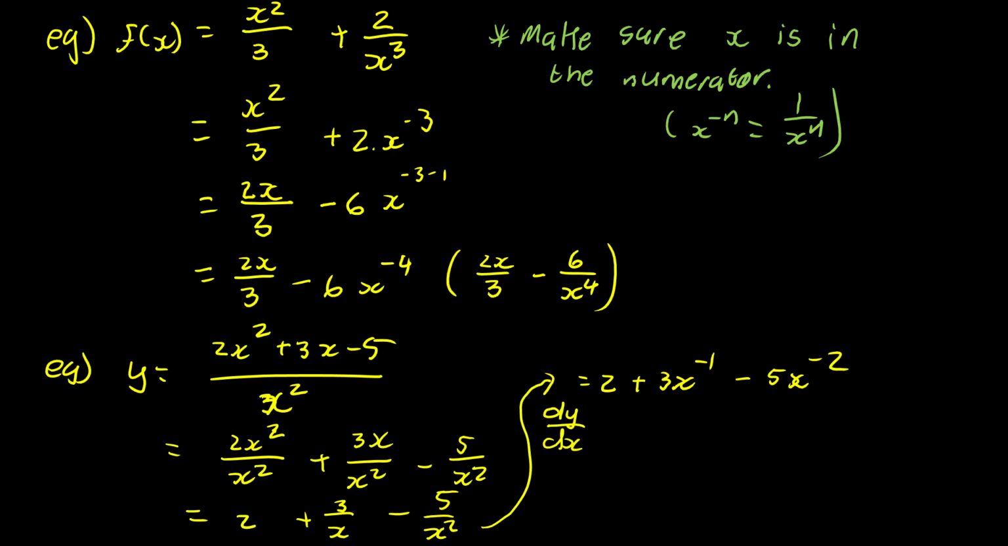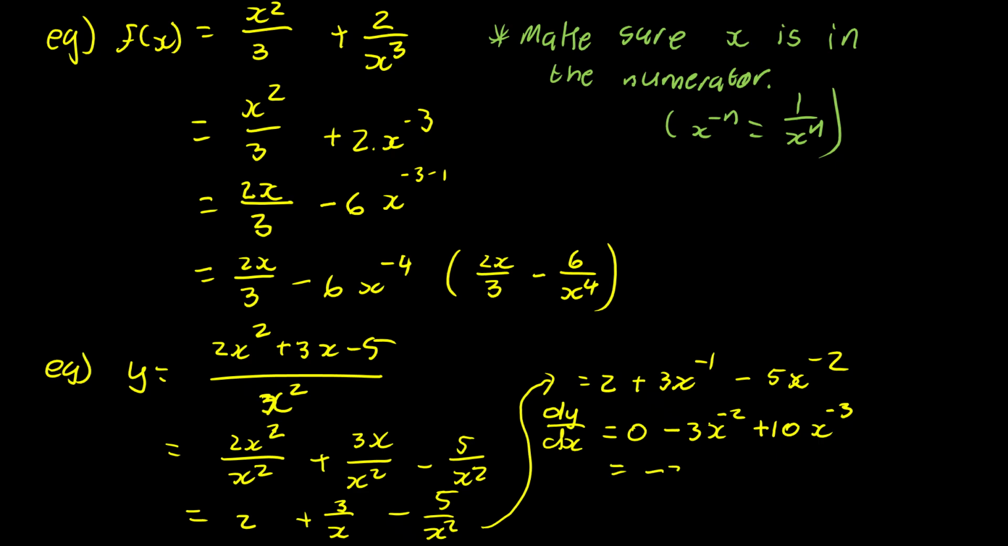Note that the moment I start finding the derivative, I no longer say y equals, but I'm saying the derivative is equal to the derivative of a constant, that's 0. The derivative of the next term is going to be minus 1 times 3. That gives me minus 3x to the power of negative 1 minus 1. That gives me negative 2. Then a negative 2 times the negative 5 gives me positive 10x to the power of negative 3, since negative 2 minus 1 gives me negative 3.